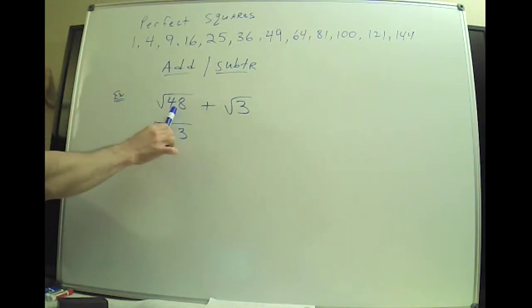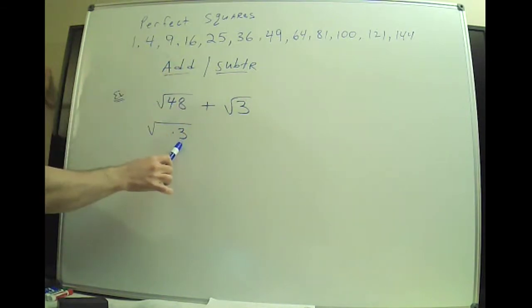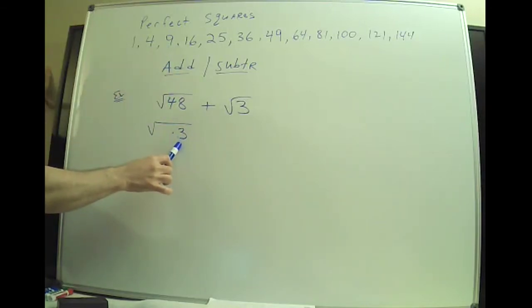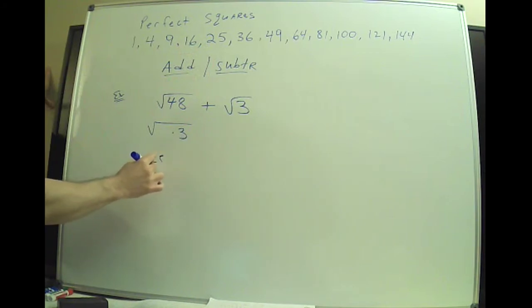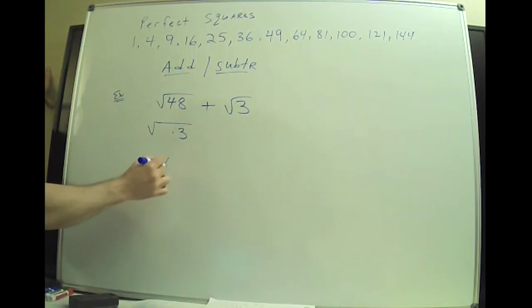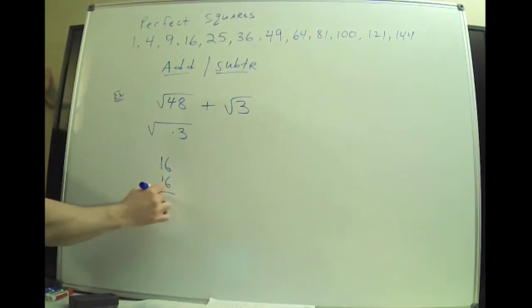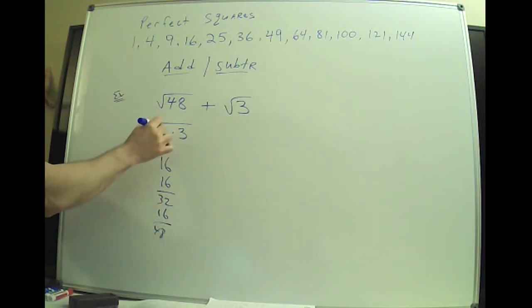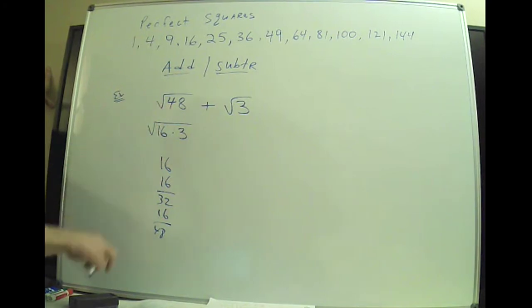I need something times 3 that makes 48. 4 times 3 is 12. That's not big enough. 9 times 3 is 27. That's not big enough. 25 times 3, 50, 75. Too big. So let's do 16. 16 and 16 is 32. Do 16 again, right? That's times 2. 48. Yay. It's 16. 16 times 3 is 48.